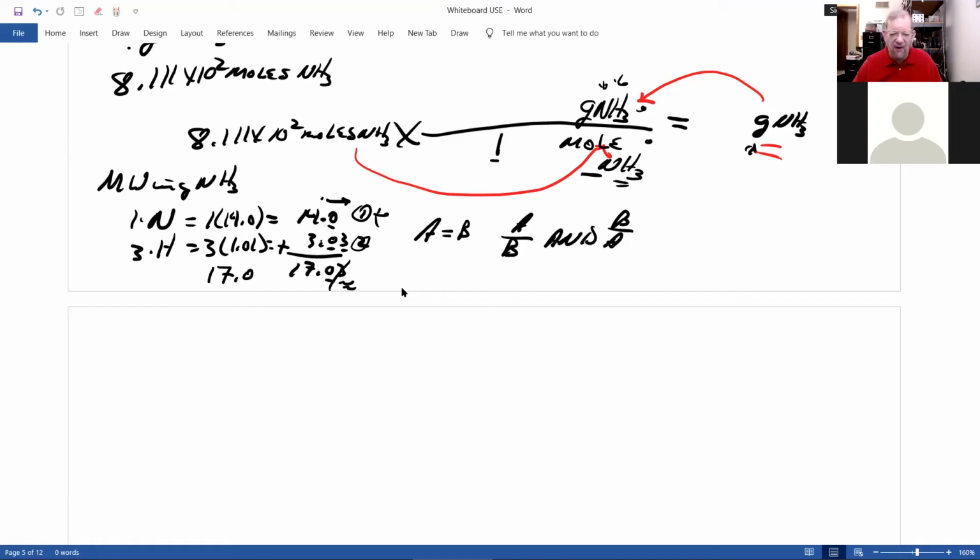So I know 1 mole of ammonia equals the molecular weight in grams, which is 17.0. And now before I pick up my calculator, notice I have moles of ammonia divided by moles of ammonia. That cancels out because A divided by A equals 1. And I'm ready to do my calculation. So I'm going to pick up my calculator. Make sure it's clear.